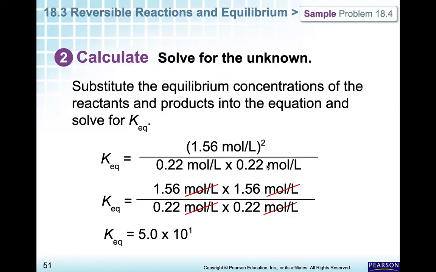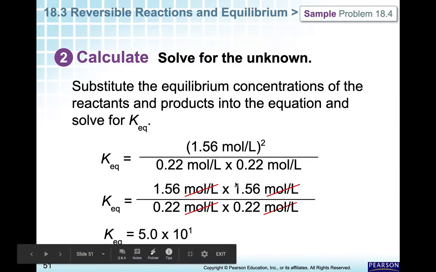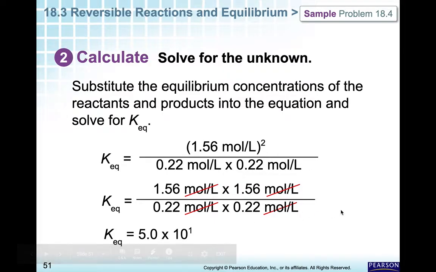Again, it's absolutely necessary that any number you plug into this equation be an equilibrium number. It has to be there at equilibrium at the same time as everything else. So we put these numbers into our calculator and solve. We get a value of 50. Again, a fairly intermediate value would indicate to us that both reactant and product are present at equilibrium.